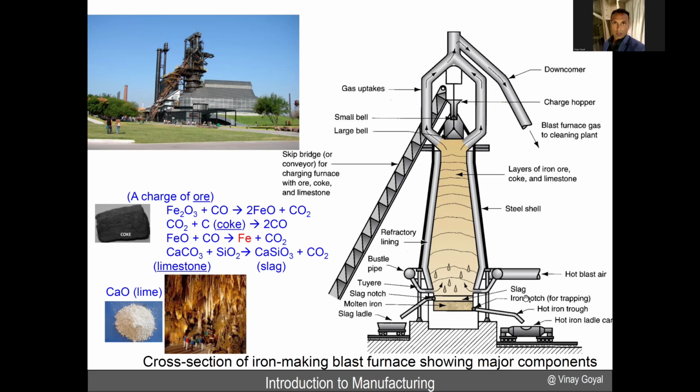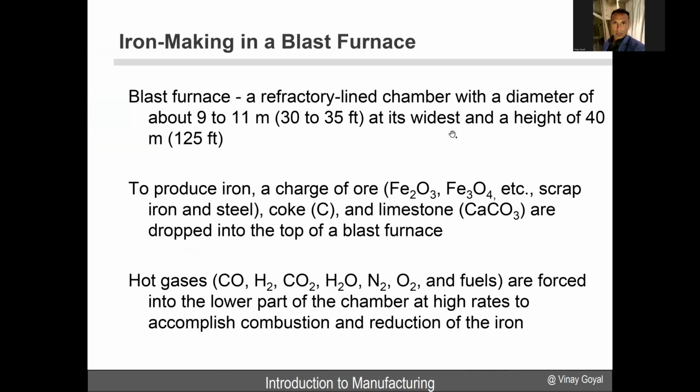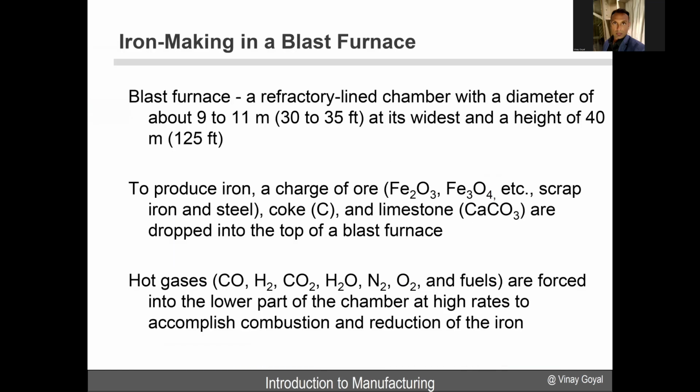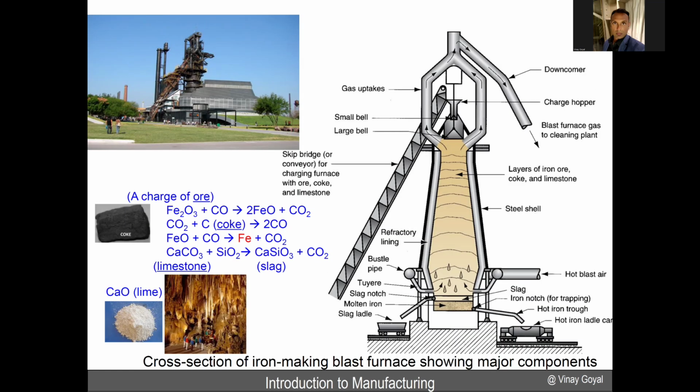You have your slag, your iron notch. The molten iron is here. In this process, we'll have layers of iron ore, coke, and limestone. From the top down, like I said before, you're going to charge it with ore. That process then goes through this furnace, and you can see a picture here, top left, which will generate the iron making process required. And by the way, you can get limestones from caves.